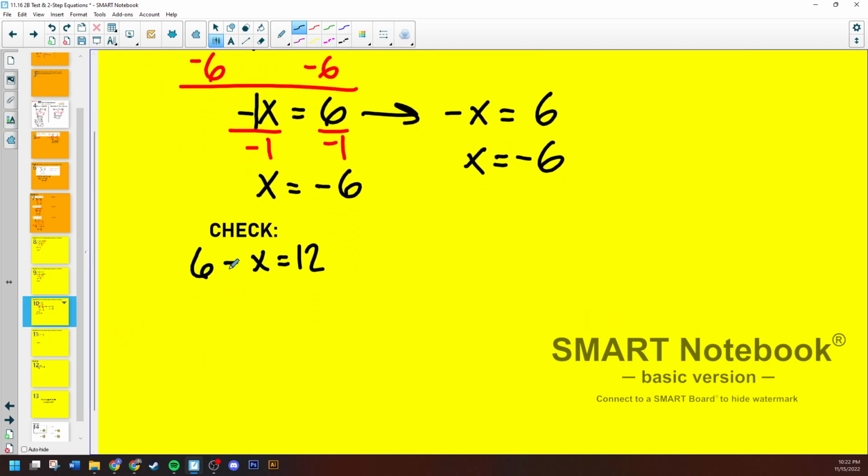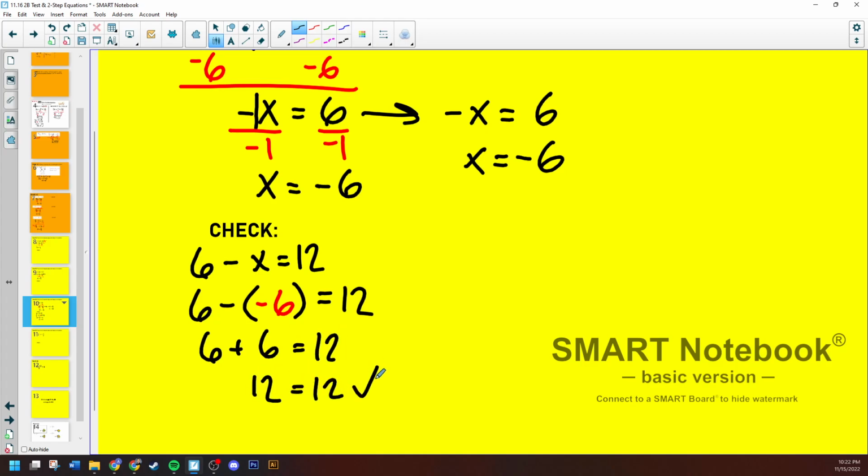So it says 6 minus x equals 12. Well, I'm plugging in a negative number, so watch what I'm going to do. I'm going to do 6 minus and put my parentheses, so that's where my x is going to go, and I'm going to replace it with the negative 6. So for a moment, I have double signs. Well, that's 6 plus 6 because it's double negative, and that equals 12. This is true, and we're good to go.